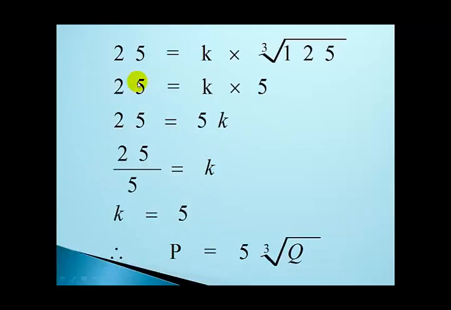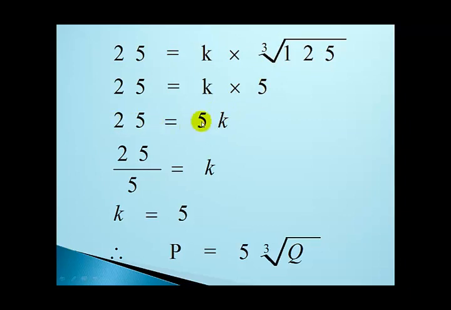Now in doing that, by substitution, we have 25 is equal to K times the cube root of 125, because Q equals 125 and P equals 25. Now when you take the cube root of 125, the answer is 5. And when you multiply 5 by K, K times 5 is equal to 5K. So 5K is equal to 25 on the left hand side.